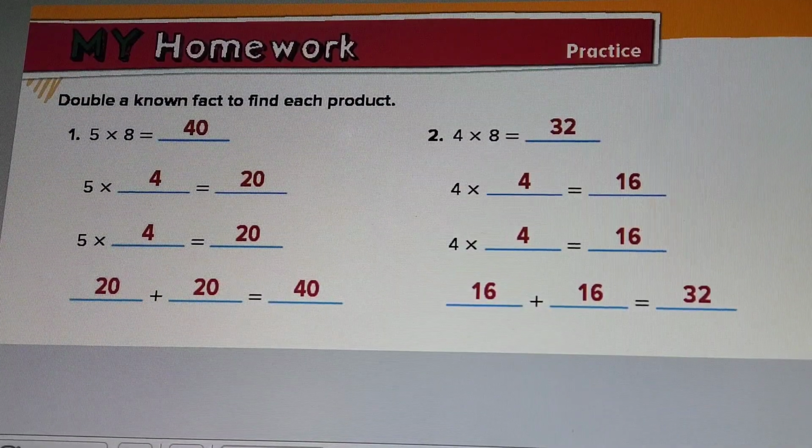So 5 times 8 is 40. 5 times 4 equals 20. 5 times 4 equals 20. 20 plus 20 is 40. Number 2, 4 times 8 is 32. 4 times 4 equals 16. 4 times 4 equals 16. 16 plus 16 equals 32.